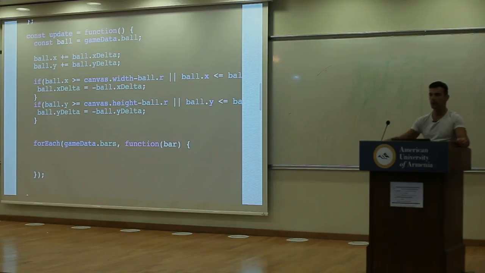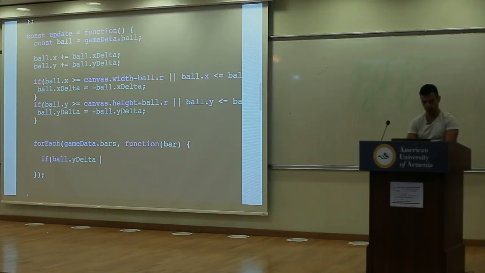Well, we can use some information. For example, if y delta is positive, then the ball is going up, right? If it's negative, then the ball is going down. So what we can do is say if y delta is negative, sorry, if it's negative, then the ball is going up. If it's positive, the ball is going down, right? Okay, so if the ball is going up, then what I need to check is the bottom part of the bar and see if any part of the ball intersects with any part of the bottom of the bar. Make sense?